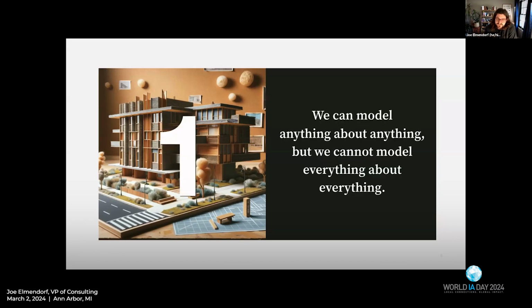So first, we can model anything that we can think of. And we can model anything about anything that we can think of, but we cannot model everything about everything. Choices need to be made about what we're going to do. If we had the time, we could make more models of things than we ought to, more models than would be helpful. So we need to choose.